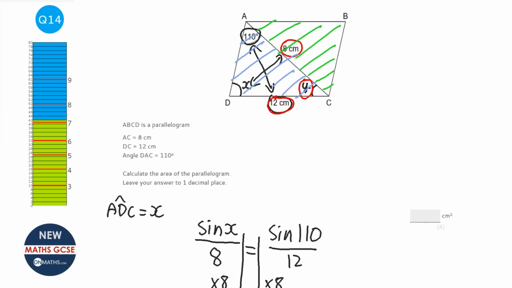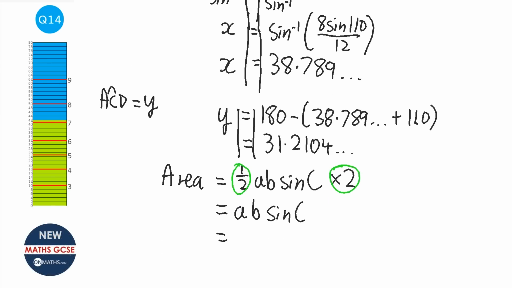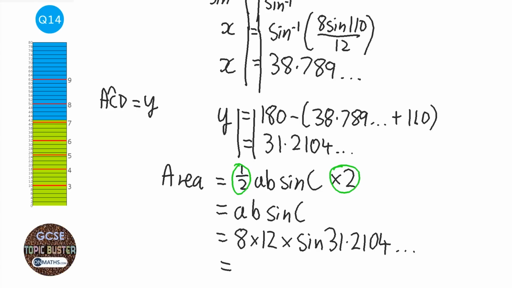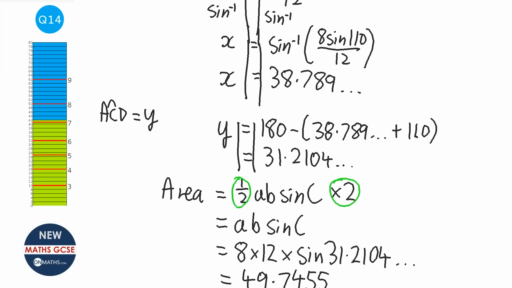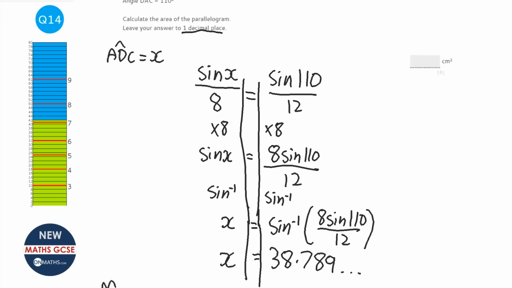Where's A and B? A and B are going to be 8 and 12. So it's going to be 8 times 12 times sine 31.2104 blah blah blah. So let's quickly use the calculator before it switches off. So I'm going to press sine answer, close bracket, times 12 times 8. And it says the answer is 49.7455 blah blah blah. Let's have a look and see the accuracy that I need. 1 decimal place. So let's have a look. That's going to be 49.7.